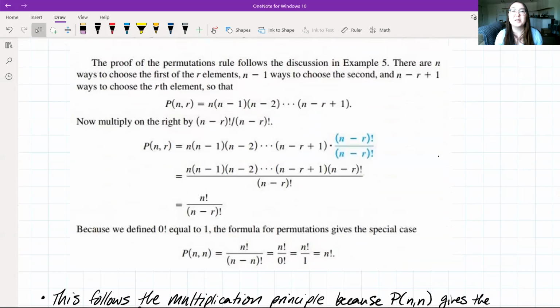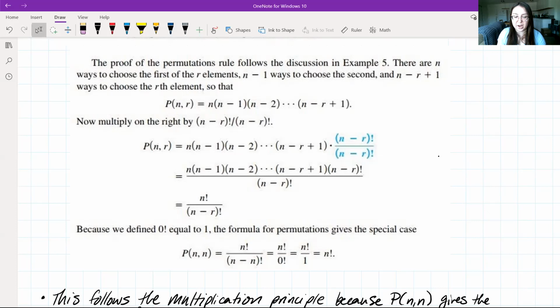All right. I included the proof of this just so we could see how it works, but don't worry yourself with memorizing this or anything. This is just to show you how we get this formula. So we have the proof of the permutations rule, and we see that there are n ways to choose the first of r elements, n minus 1 ways to choose the second, n minus r plus 1 to choose the rth element. So we end up getting the permutation of n and r is equal to n times n minus 1 times n minus 2, and then we go all the way down to n minus r plus 1.